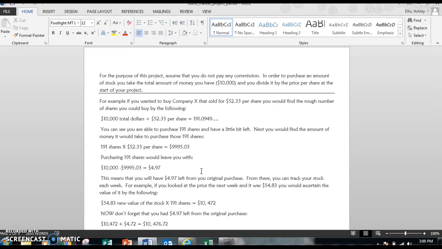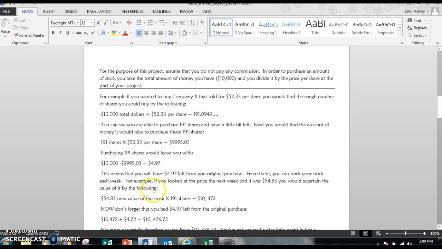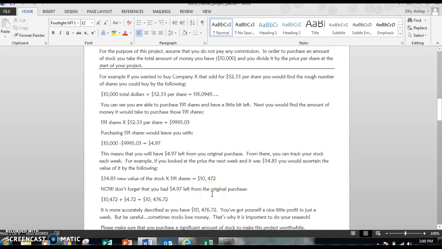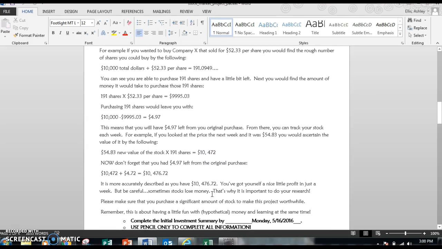Now remember, you need to buy stock in 3 different companies and you have to spend at least $1,000 in each of those 3 companies. But for this scenario, since you have $4.97 left from your original purchase, you're going to track your stock. It says each week, but you're going to track it each day. So if you look at the price the next day and it was $54.83, you would see that the value would then increase to $10,472. So you've made money in just a day.